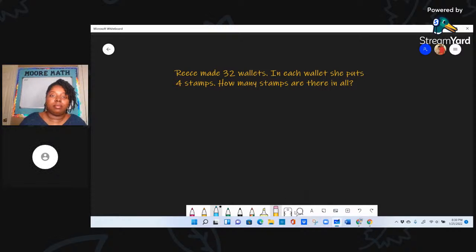32 divided by 4. Okay, and why did you divide? So I can get the answer. Okay. So it's not dividing. I want you to look at it again. Take your time. Multiplying. Okay, why?